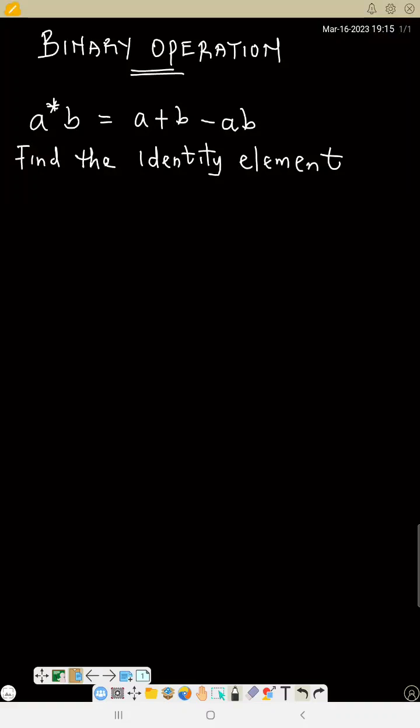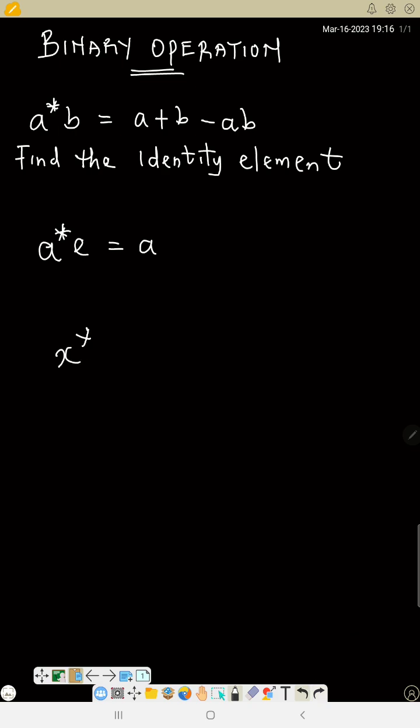So to find the identity element of a binary operation, this is the definition: A * E = A, where E is the identity element. It depends on the alphabet given. As we have A * B here, you change this B to E. E is an identity element, then it will be equal to A.